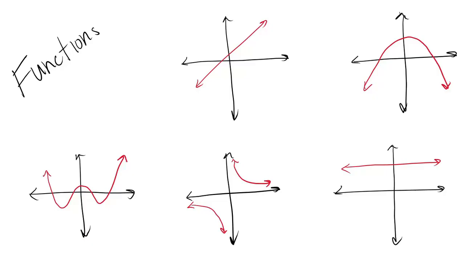I bring this up because when we're graphing functions later, you should make sure that your graph passes the vertical line test. If it doesn't, then you know something's wrong.